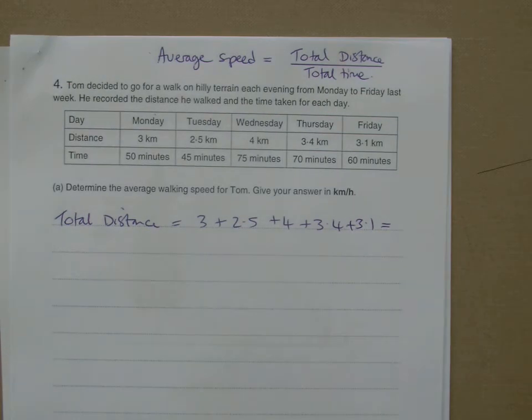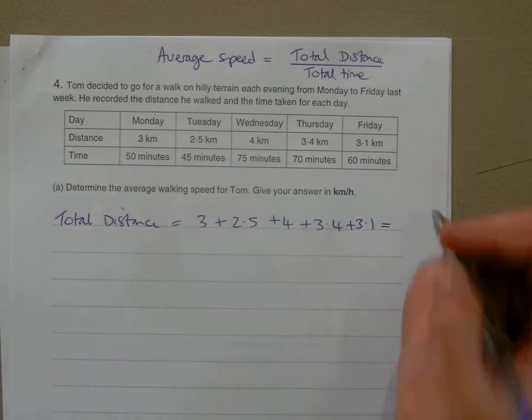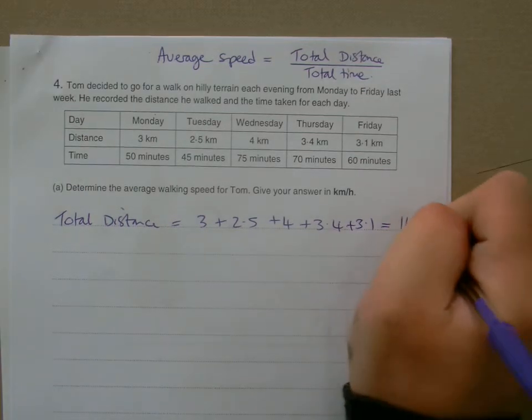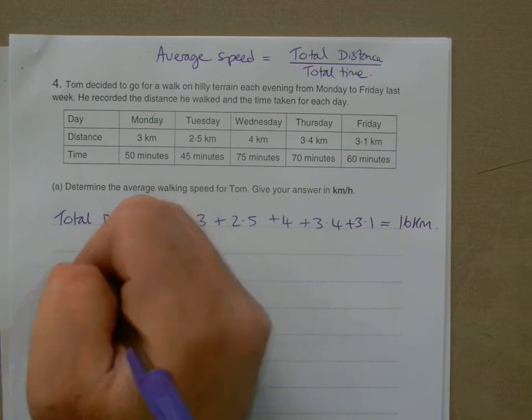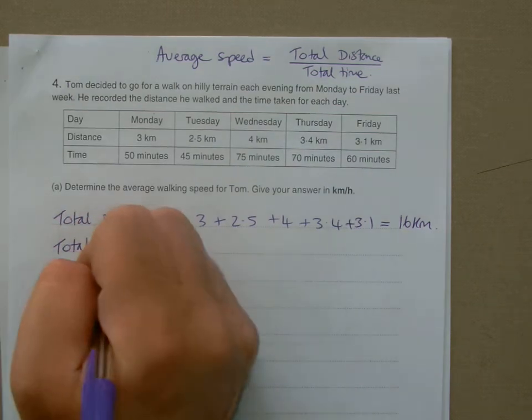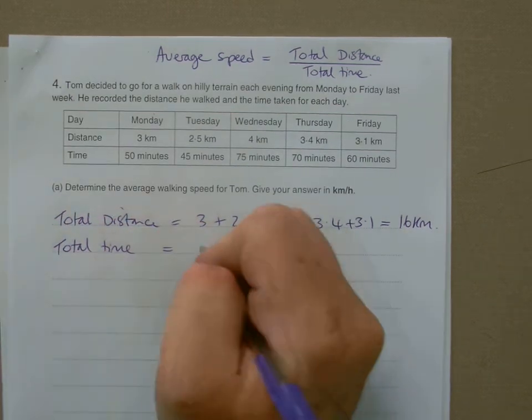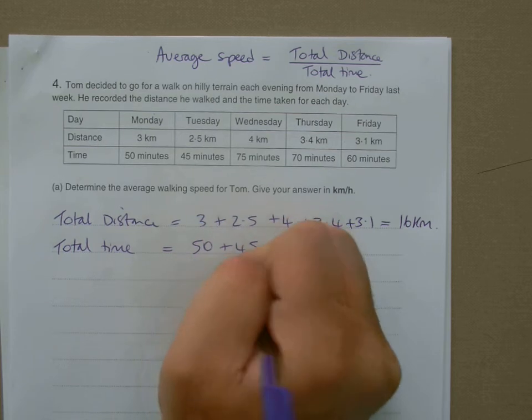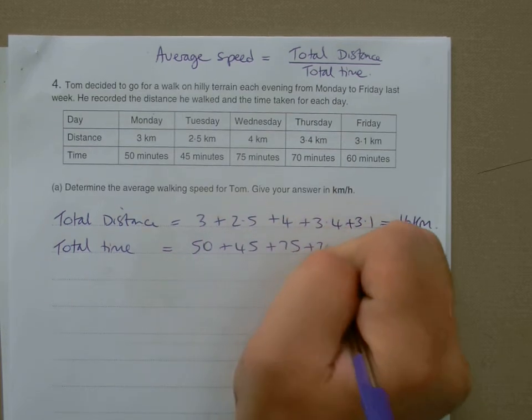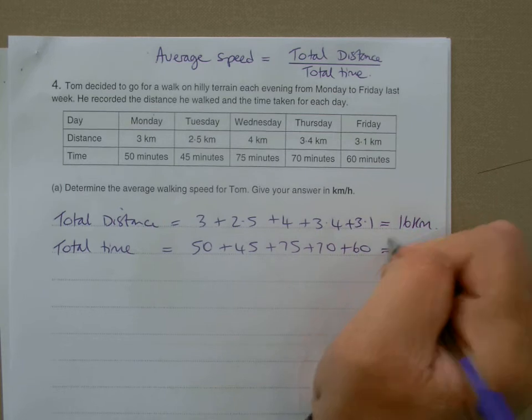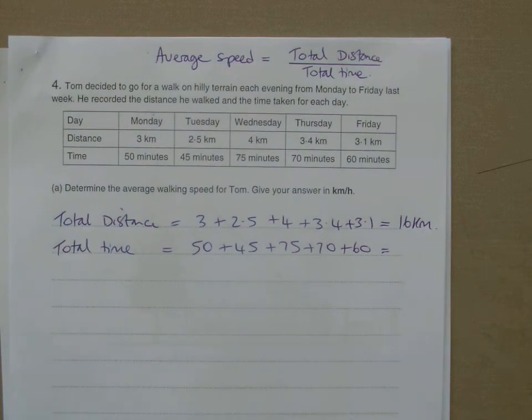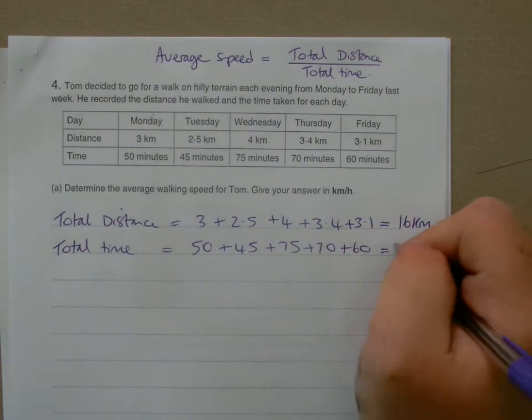So if I add them together on my calculator, I get 16 kilometers, okay? We'll do the same then for the time, so total time then, and of course 50, 45, 75, 70 and 60. So if I work that out on my calculator, that comes to 300.